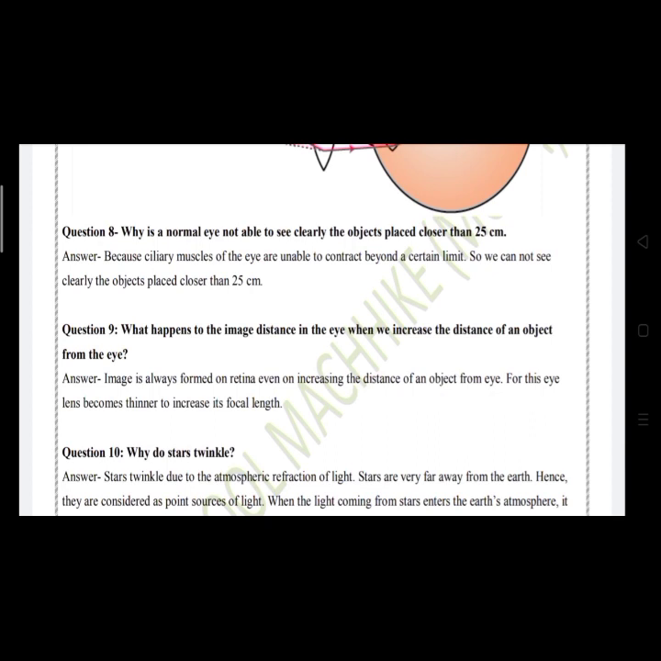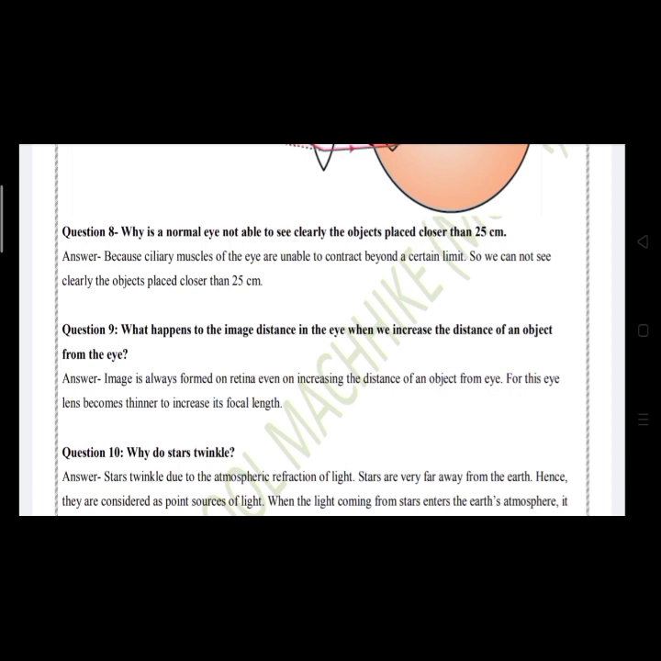Well students, now we will discuss the question number 8. Why is a normal eye not able to see clearly the object placed closer than 25 cm? The answer is because ciliary muscles of the eye are unable to contract beyond a certain limit. So we can't see clearly the object placed closer than 25 cm.